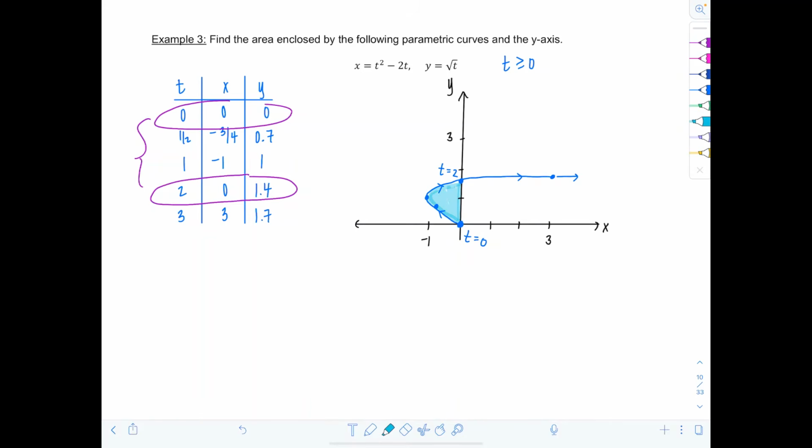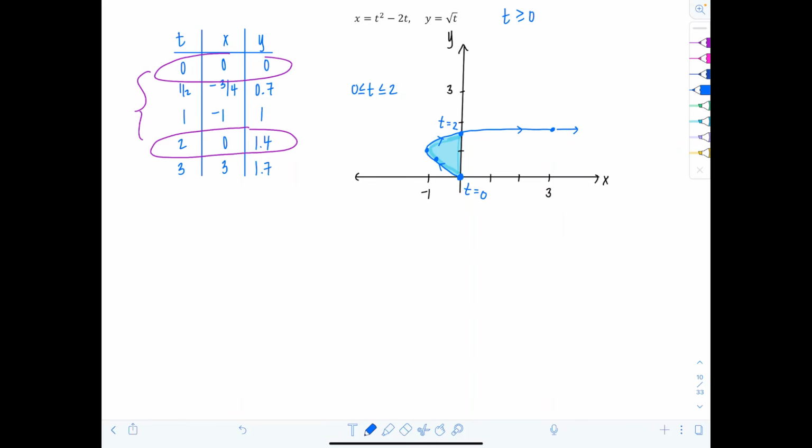Okay, so that area is determined when t is bounded between 0 and 2. So that's going to help me out with my limits of integration. All right, very good. Now let's go ahead and set up our integral for the area. So we're going to integrate along the y-axis this time. So area is going to equal the integral from t equals 0 to t equals 2 of x dy this time.